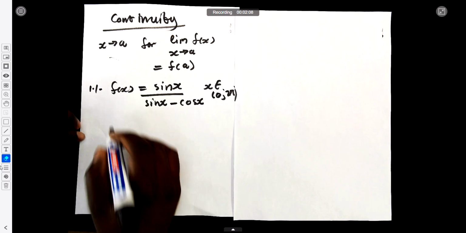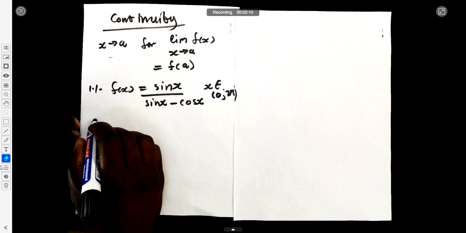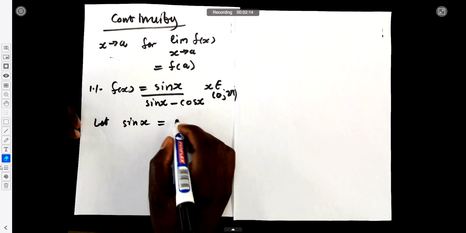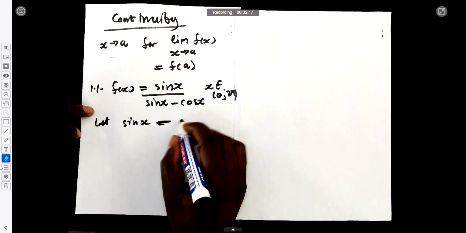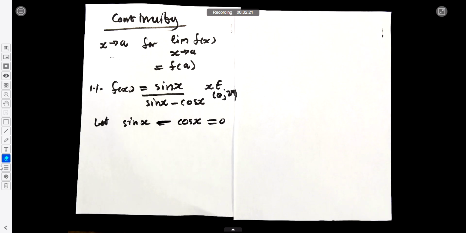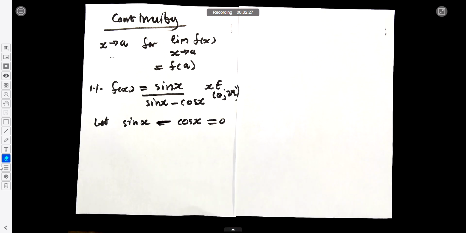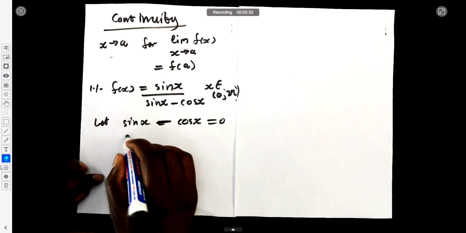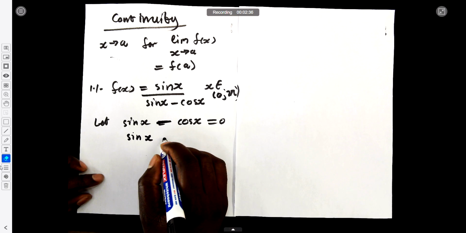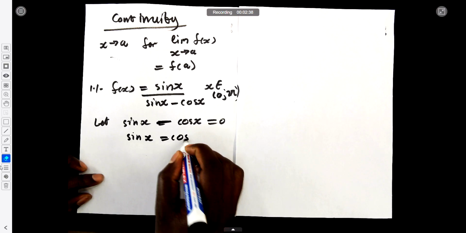So what we're going to do is let the denominator, sine x minus cos x, equal 0. Take the denominator, equate it to 0, and try to solve for x. So if we solve for x, first of all, you take cos x to the other side, which gives sine x equals cos x.